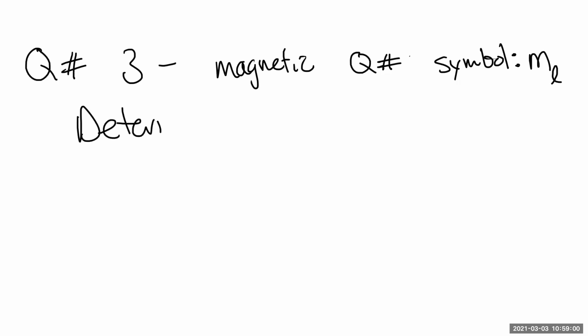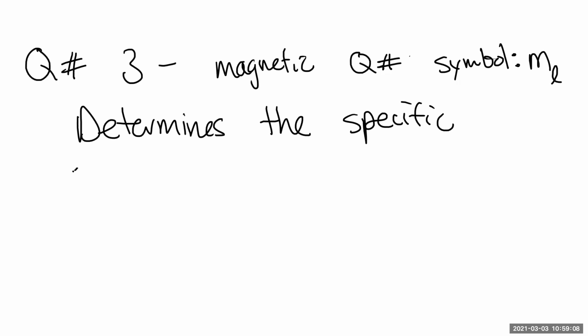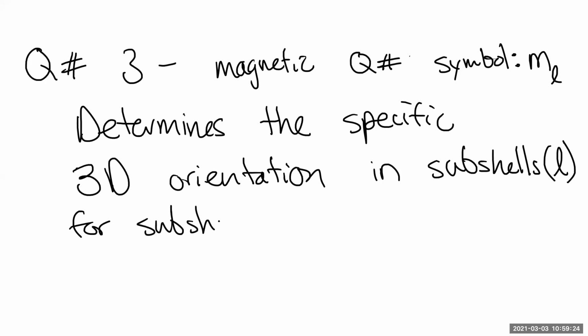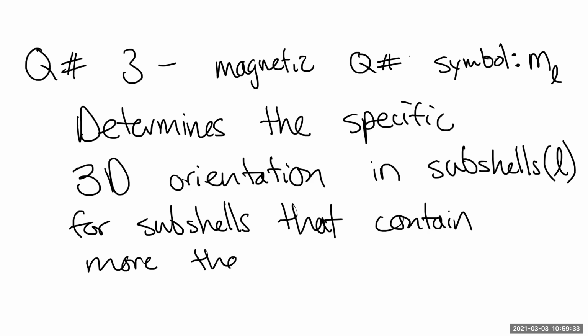What this value determines is the specific 3D orientation in subshells. Remember, coming from the value of L for subshells that contain more than one orbital. Okay, I'll mention this briefly.